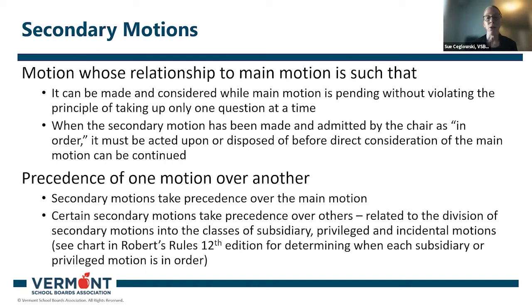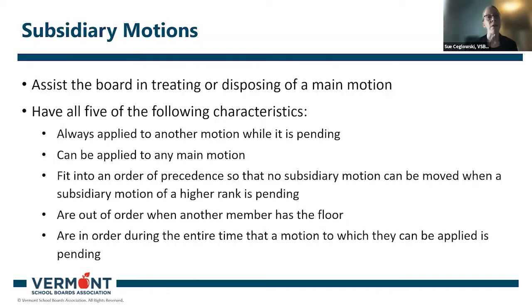The main motion, which does not take precedence over anything, ranks lowest. Each of the other 12 motions has its proper position in the order, taking precedence over the motions that rank below it and yielding to those that rank above it. And then the privileged motions rank above all other motions.